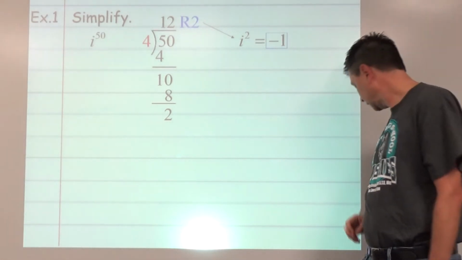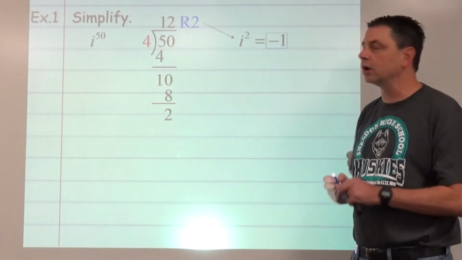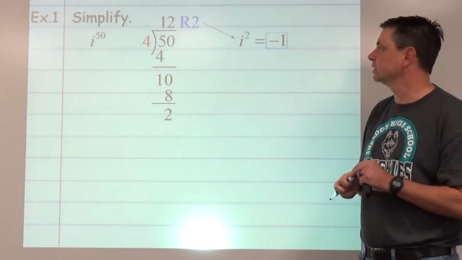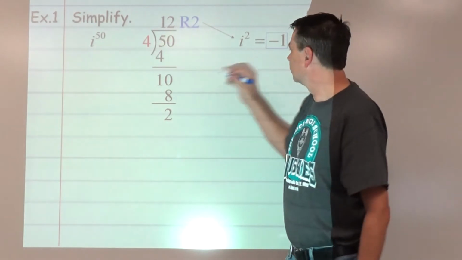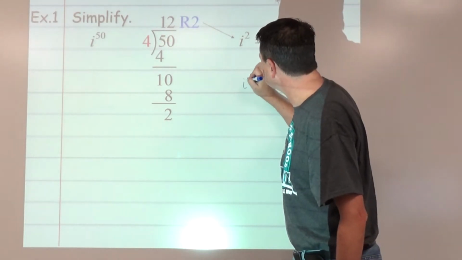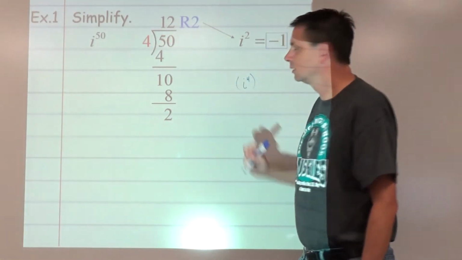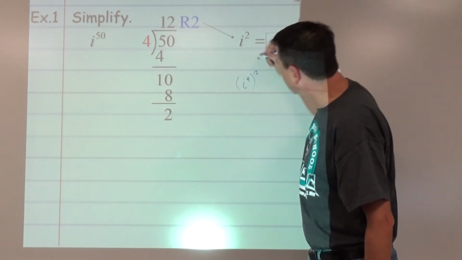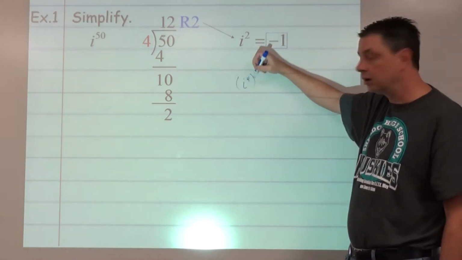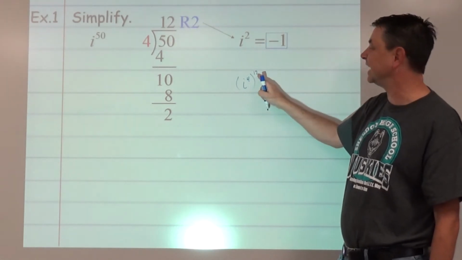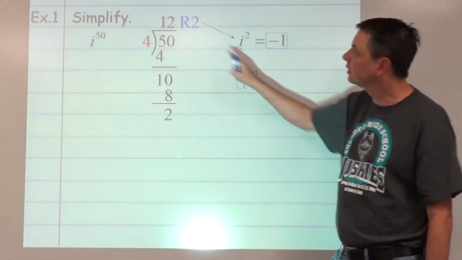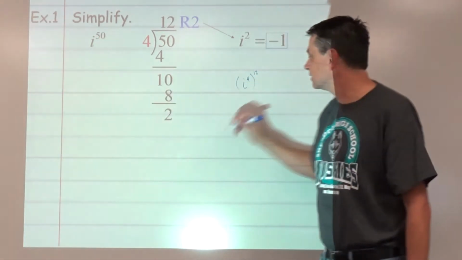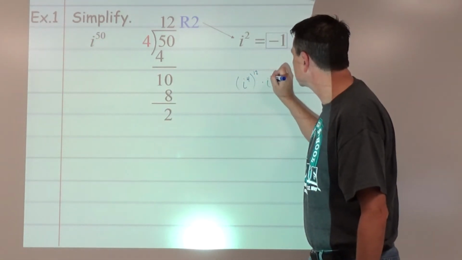That's our answer. The reason why that works is, again, exponent properties. We divided by 4, so we really kind of started with I to the 4th. We've got 12, which means that's raised to the 12th power. So when we raise a power to a power, we multiply the exponents. This becomes I to the 48th. There's 2 more i's left to get to that, so it's times I squared.